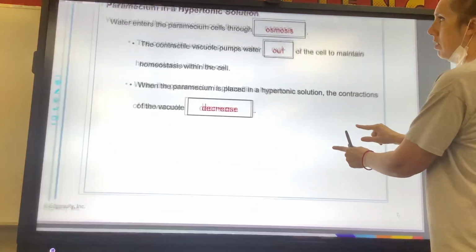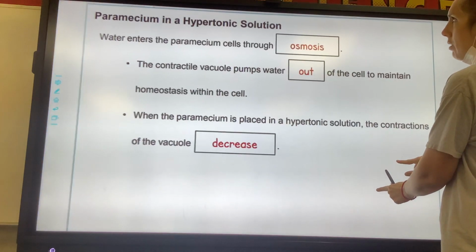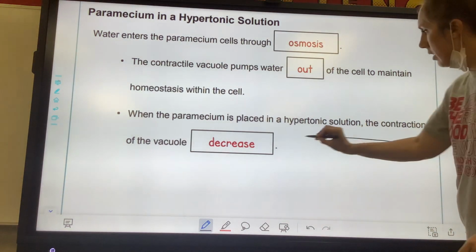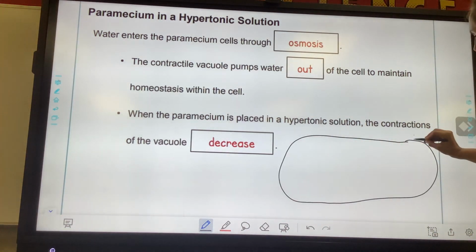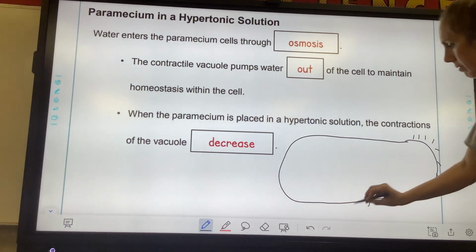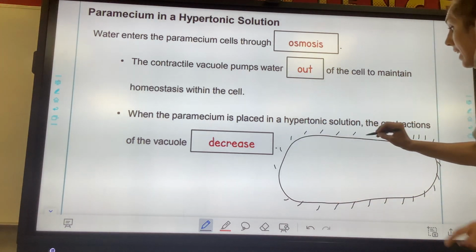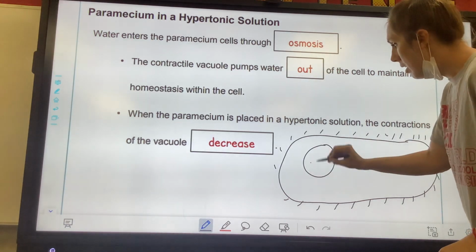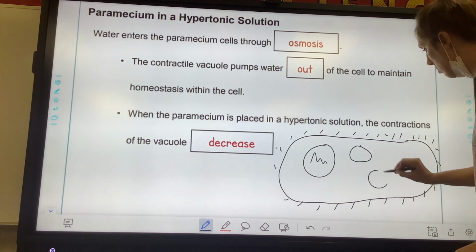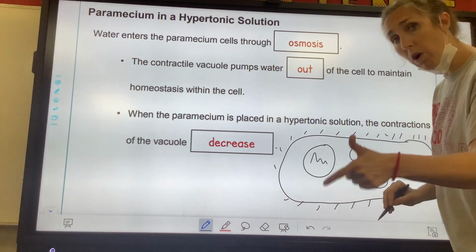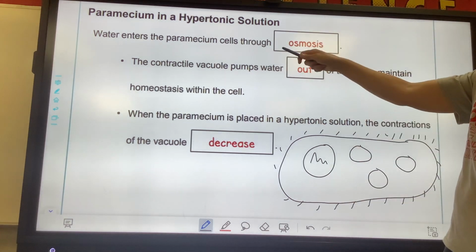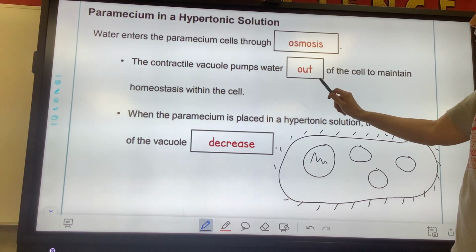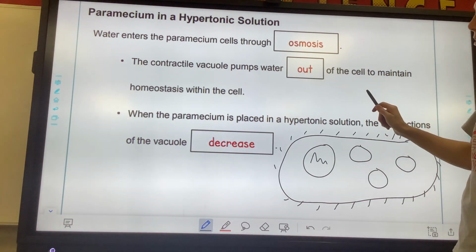Okay, in terms of what's a paramecium, now we're getting to a real live organism. A paramecium kind of looks like this. It has a bunch of cilia, but I'm not going to draw a million cilia. It is eukaryotic, so it does have a nucleus somewhere, and it has a whole bunch of vacuoles that store waste, water, and food. Water enters paramecium cells through osmosis. Osmosis is the movement of water. The contractile vacuole pumps water out of the cell to maintain homeostasis within the cell.